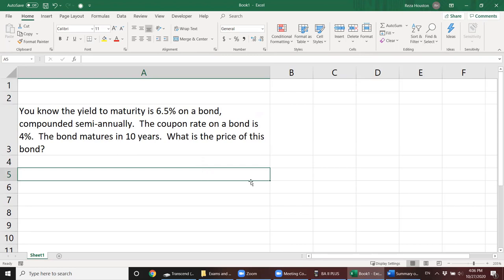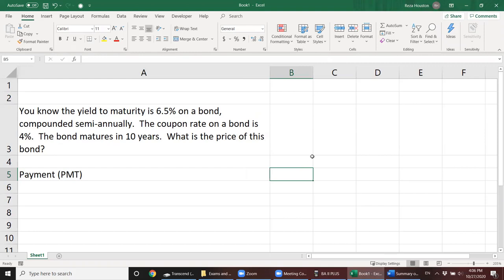Okay, so before we actually use the BA2 calculator, let's identify all the components that we have here. First off, I will do the coupon, or rather the payment. Right, the payment, as we talked about all the way back in chapter 6, the way we calculate that is by taking our coupon rate, so 0.04, times our face value, which will be 1,000. I'll mention that in a second again. And then because we have semi-annual compounding, we divide that by 2. And so our payment for this bond every 6 months is going to be $20.